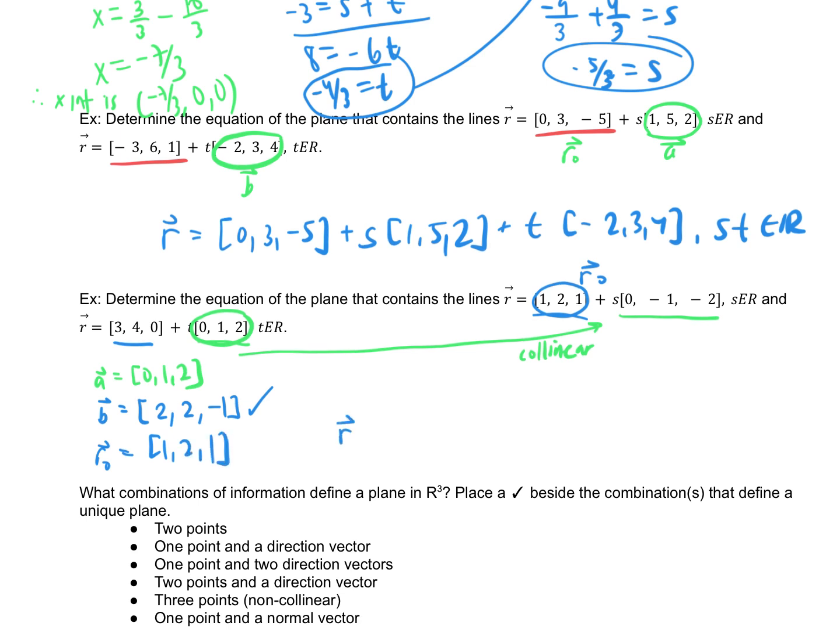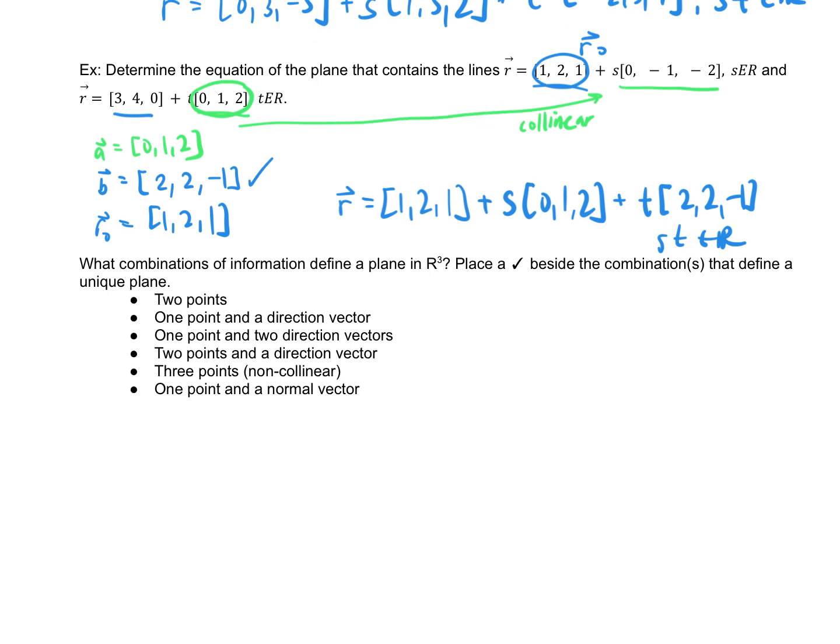All right, now our vector equation. (1, 2, 1) plus s times (0, 1, 2) plus t times (2, 2, negative 1). s and t are both real numbers.